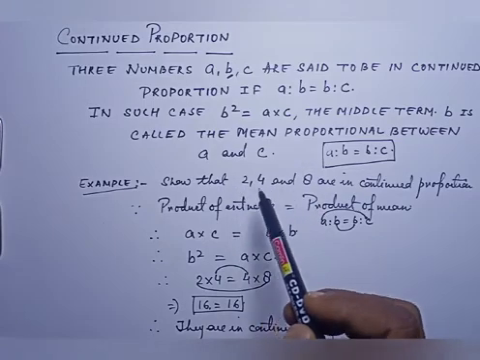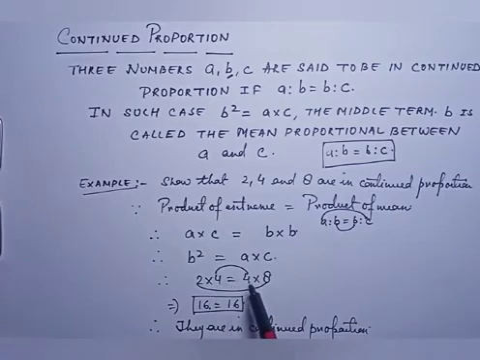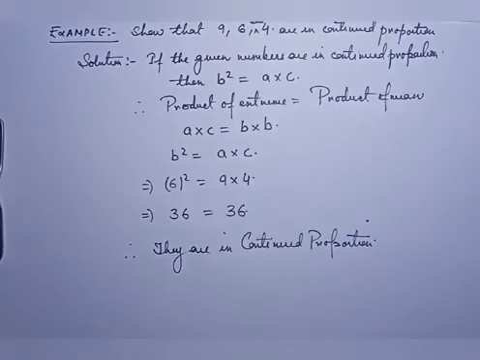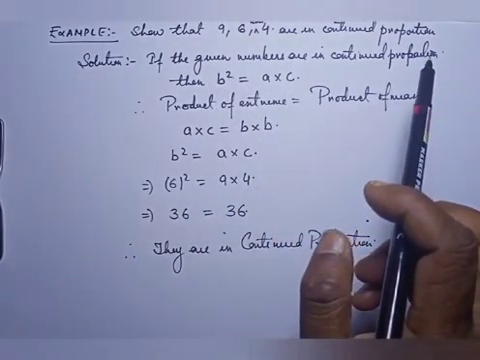So the original ratio or proportion can be written as 2 into 8 is equal to 4 into 4. So product of means is equal to product of extremes. So 4 fours are 16 is equal to 16. Therefore, we can say that they are in continuate proportion. Let us take one more example. Show that 9, 6 and 4 are in continuate proportion.